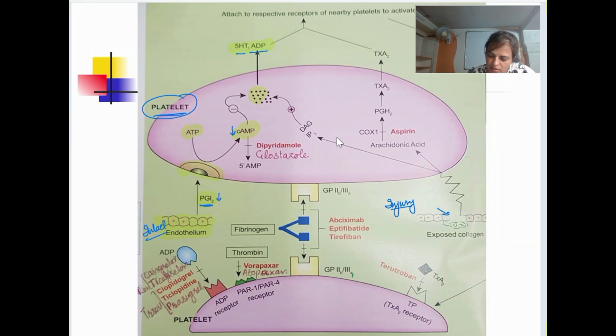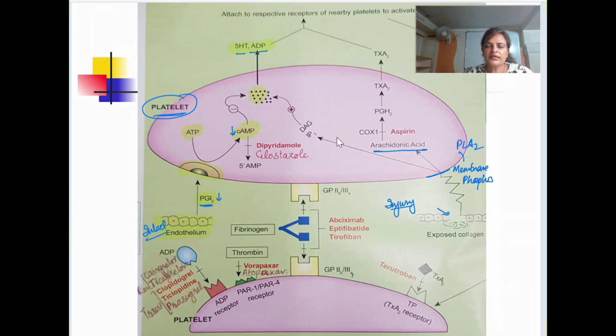This is number one. Number two is, now with the injury what happens? It is going to activate the membrane phospholipid of the platelet, with the help of the enzyme phospholipase A2. And now what will happen? From this, arachidonic acid is formed.